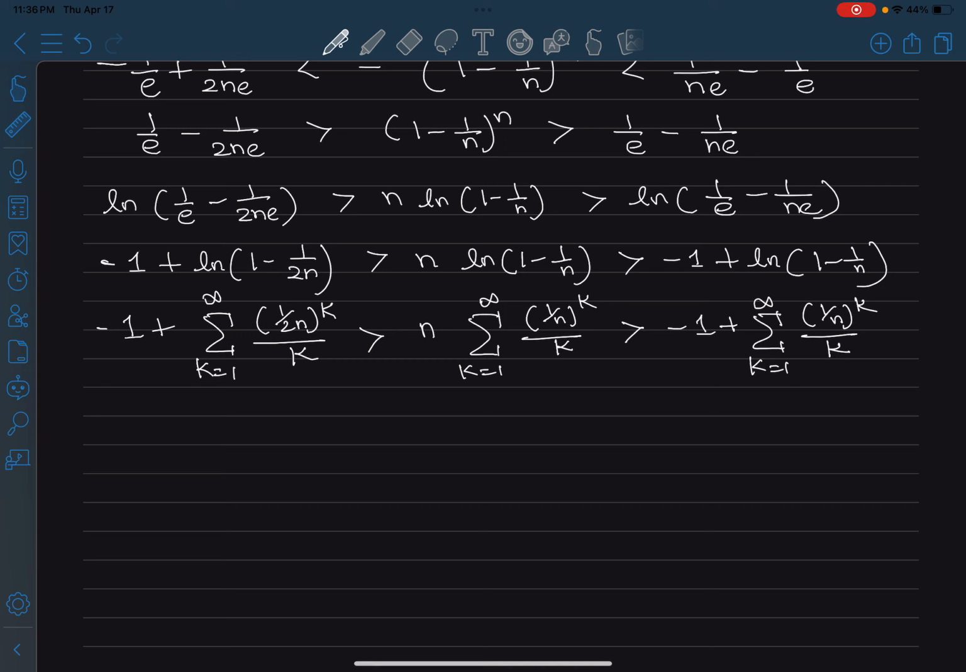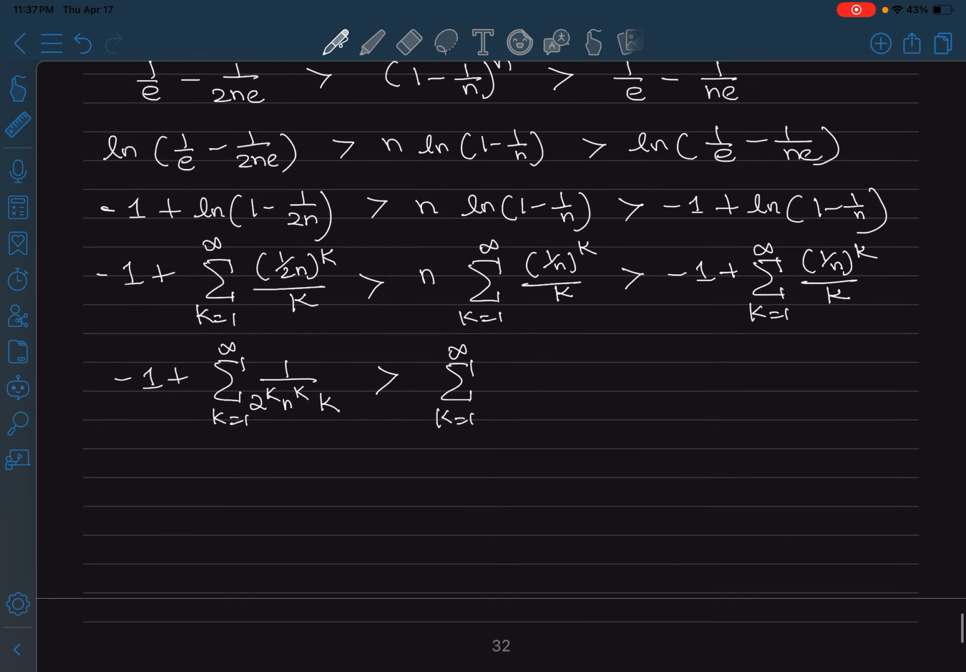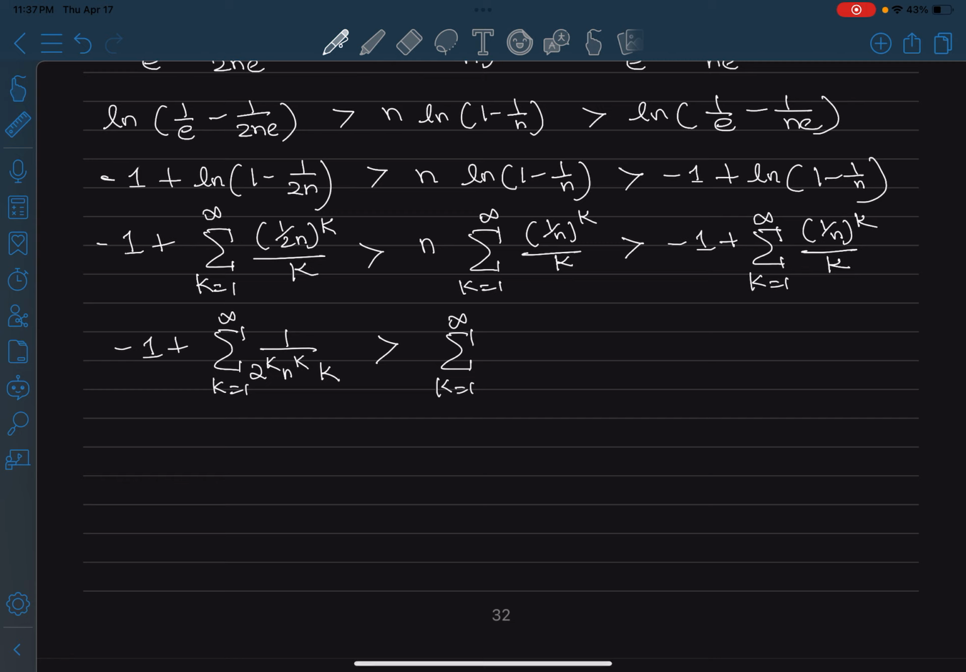Now, I think what we're going to do is maybe take this n inside. So let's do that and see what we get. The sum from k = 1 to infinity of 1/(2^k n^k k) is greater than the sum from k = 1 to infinity of 1/(n^(k-1) k), which is greater than -1 + the sum from k = 1 to infinity. So we are just manipulating this inequality and we'll prove it at the end. If we can prove its manipulation, then that's enough.